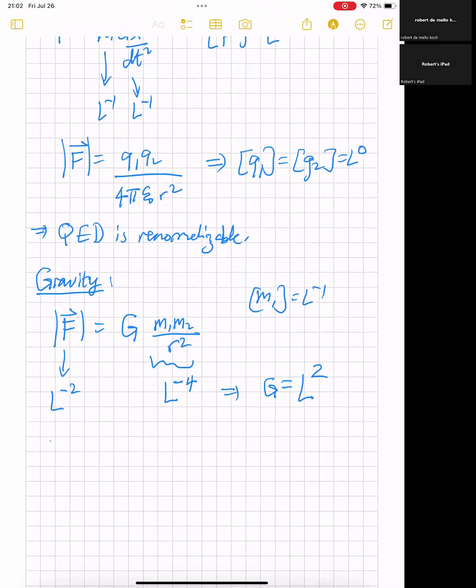And this means gravity is not renormalizable. Okay, so gravity is not a renormalizable theory. It cannot be renormalized.